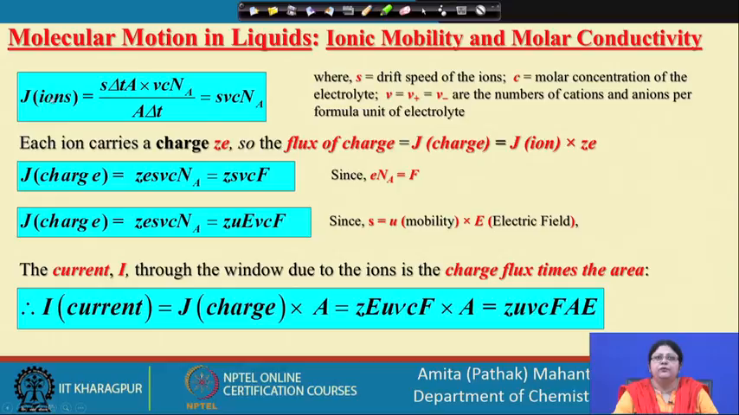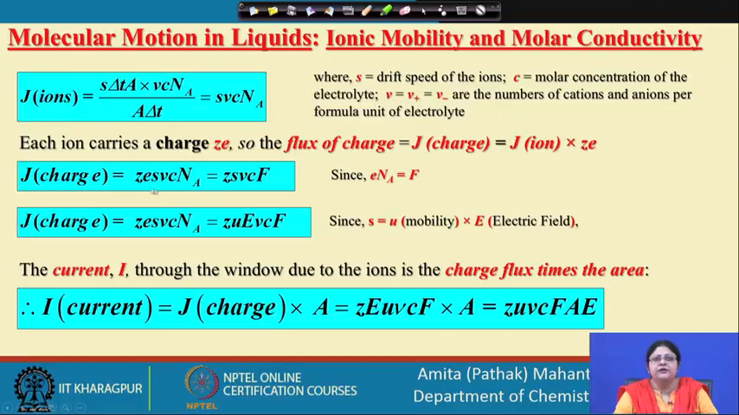Now we want to find the charge associated with it, because ultimately we want to find the current, which is a measurable thing. So before that we need to know the charge. The flux of charge is nothing but the flux of ion times the charge ZE. If you take the flux of ions which is derived and multiply it with the charge ZE, it gives you the flux of charge. This is the expression you get.